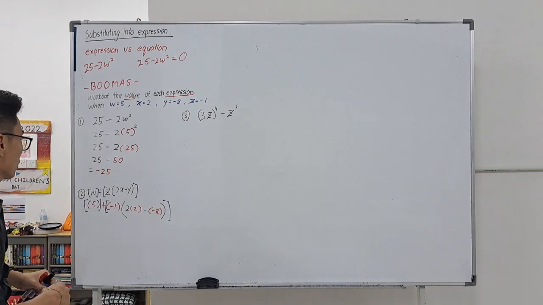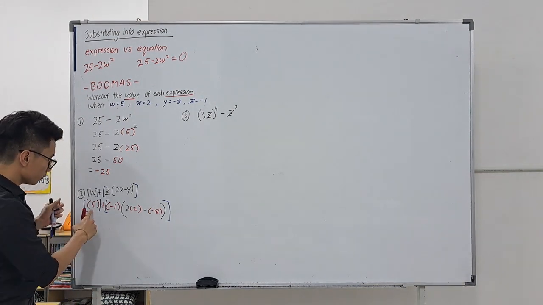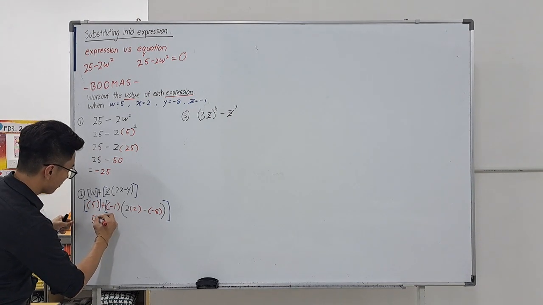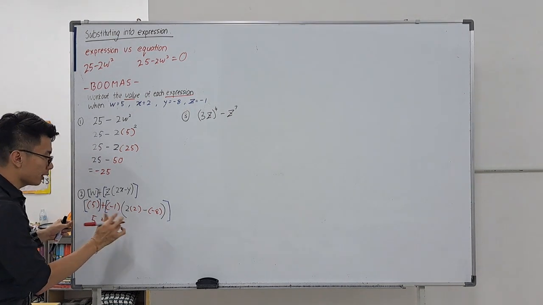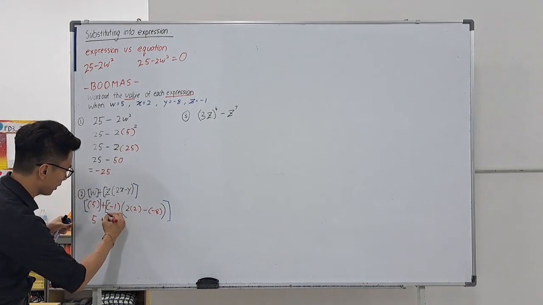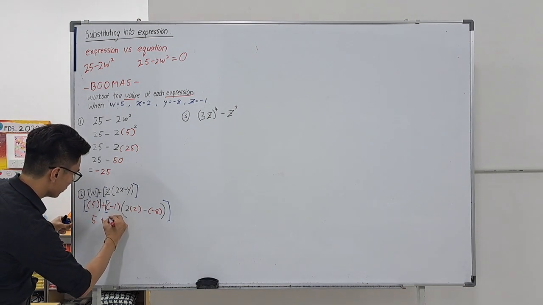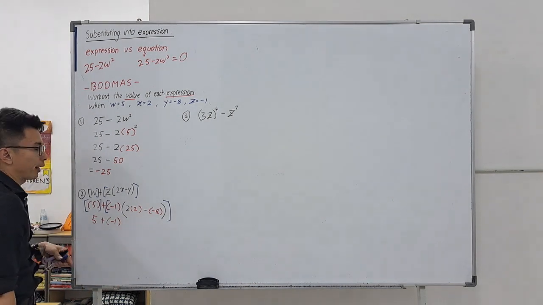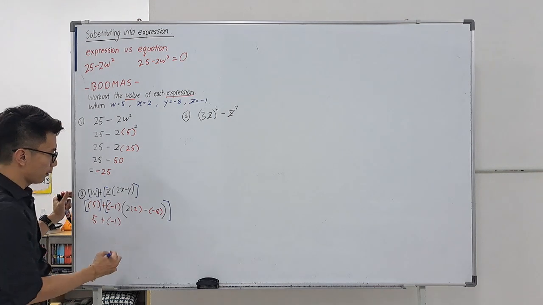So let's do this now. 5, that's my 5, all right? Nothing changed there. Plus negative 1 here. I'm just going to rewrite this because I'm not going to change it for now. So that's going to be my negative 1. So I will solve everything inside the bracket first. So let's see what we can do for now.